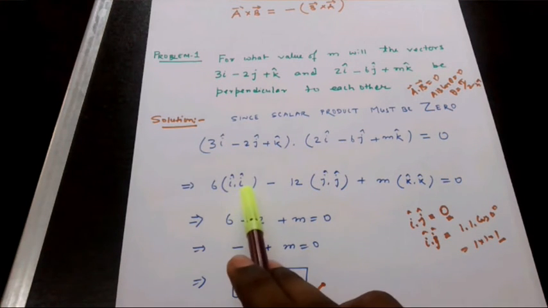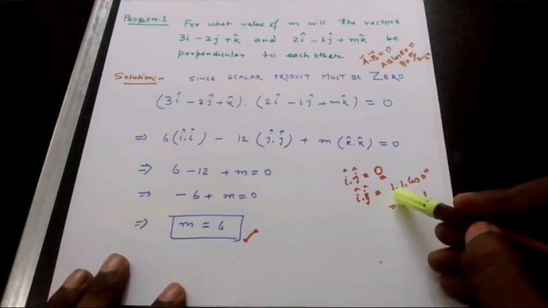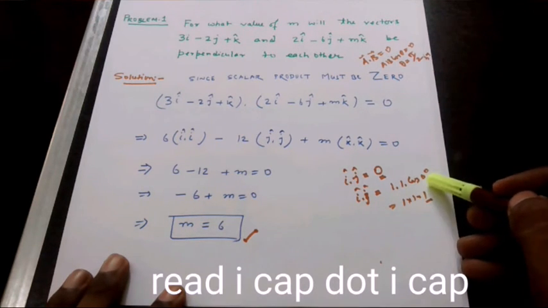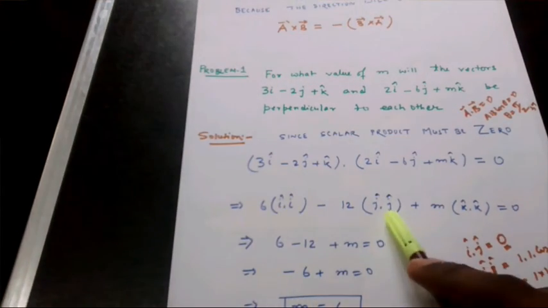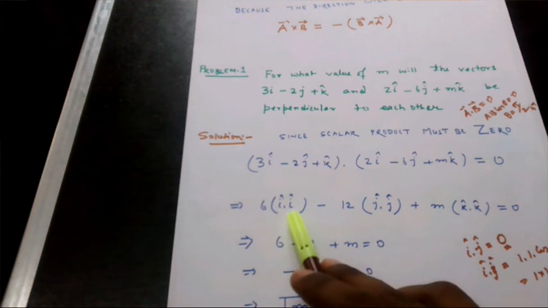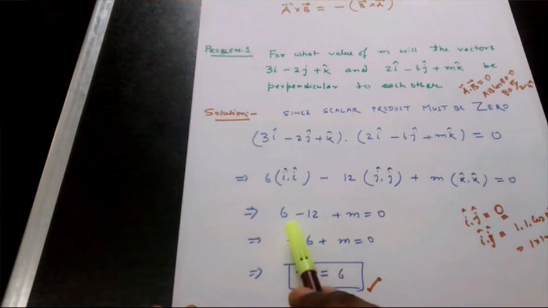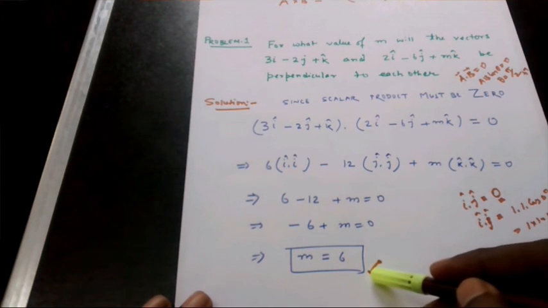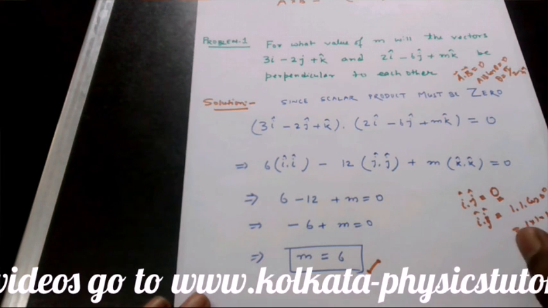So i cap dot i cap becomes like this: the magnitude of i is 1, the magnitude of i is 1, and the angle between them is 0 degrees, cos 0 has a value 1, so it becomes 1. So this will be 1, this will be 1, and this will be 1. So the equation becomes 6 minus 12 plus m is equal to 0, and on rearrangement we find the value of m, that is equal to 6. Okay, this is a very important problem.